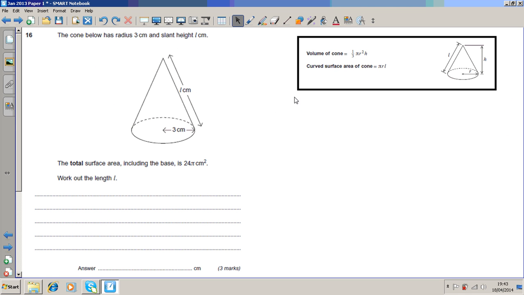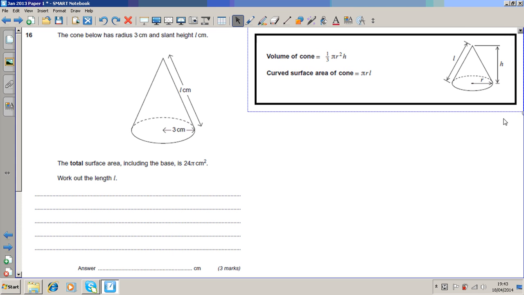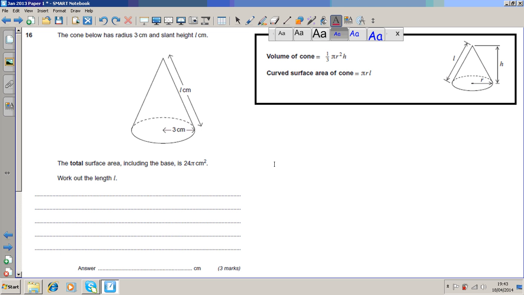Number 16. The cone below has radius 3, slant height L, and the total surface area, including the base, is 24 pi. Work out the length of L. So this rule here is given to us in the formula page at the front. The total surface area is what we're after. We've got the curved surface area, so to get the total surface area we just add the base on as well. The base of a circle is pi r squared.